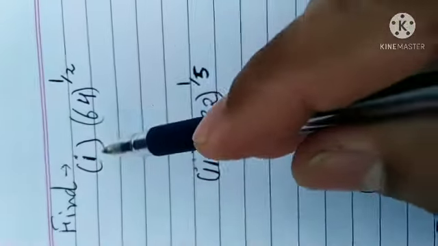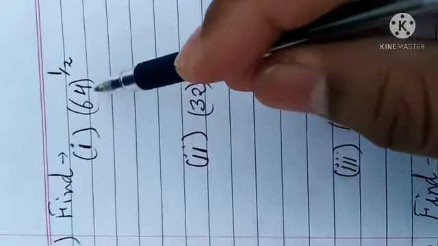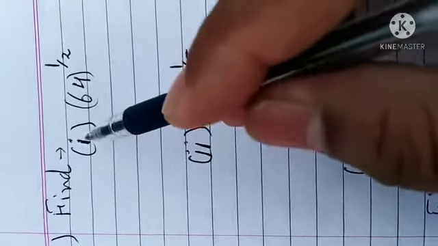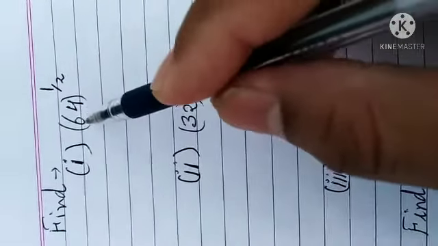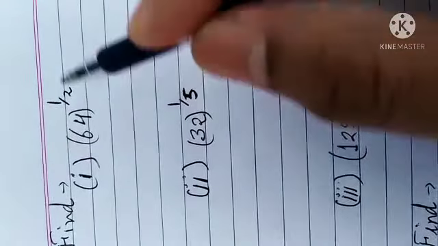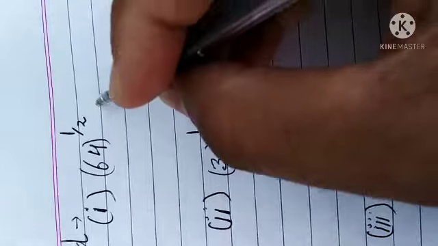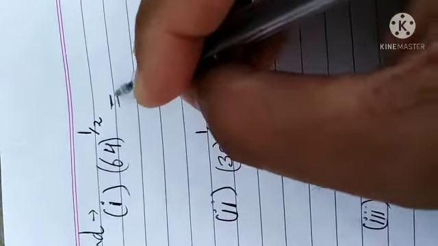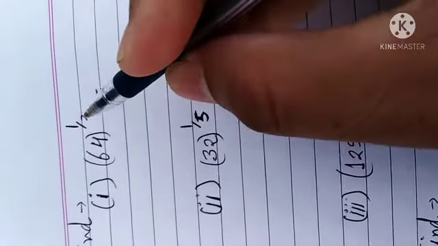Now we can start the sums. First question of this exercise. Find 64 to the power half. What is the value of it? We have to find the value of 64 to the power half. It's very simple, dear student. What can you do? Actually, I will suggest you one thing. If the power is 1 upon 2, it means 2.